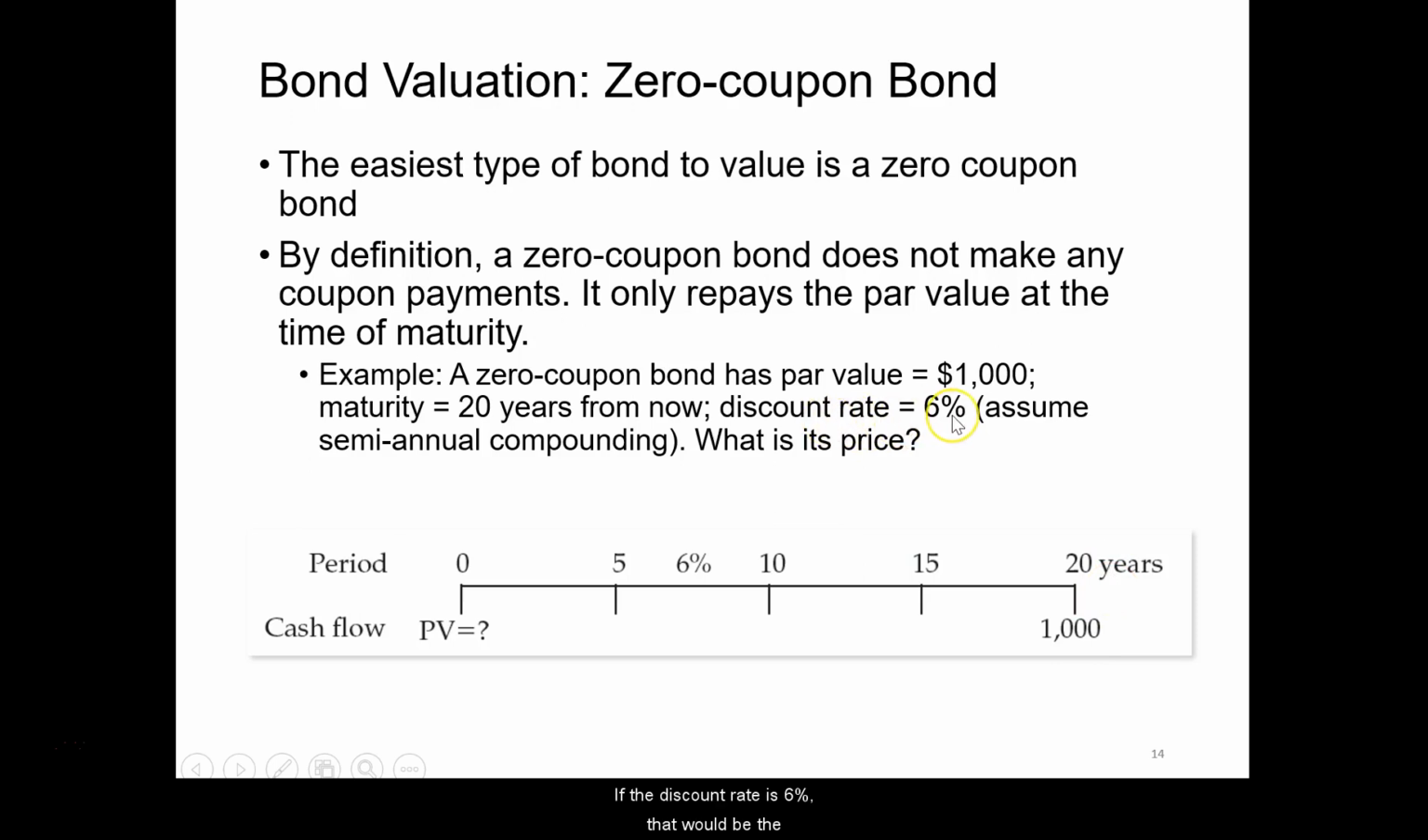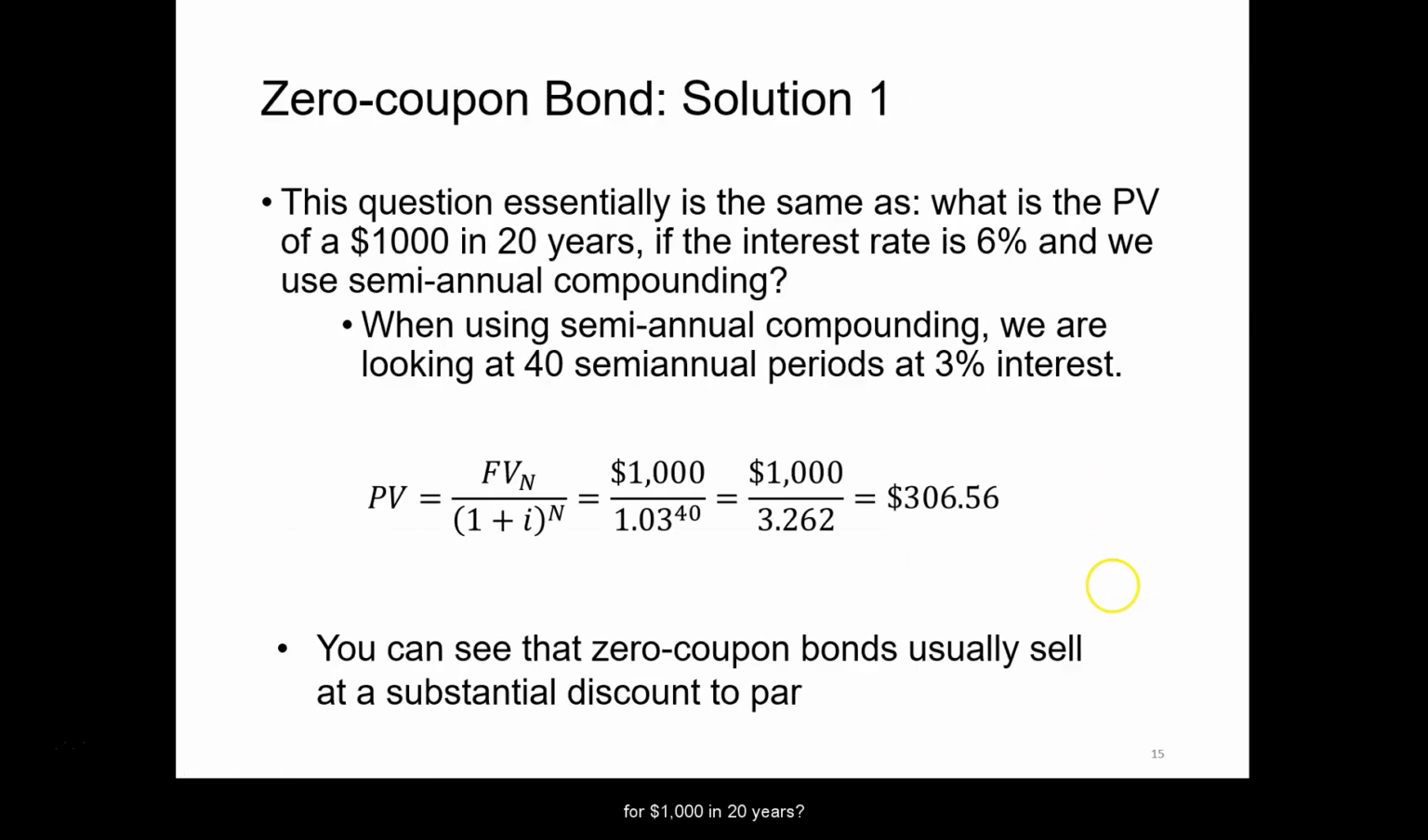If the discount rate is 6%, that will be the annual required rate of return by the bondholders, or say the investors who are willing to buy this zero coupon bond. So how much would they be willing to pay for this bond now in exchange for $1,000 in 20 years? Isn't that the same question as what is the present value for $1,000 in 20 years? So a typical discounting process, just like what you did in Chapter 4.